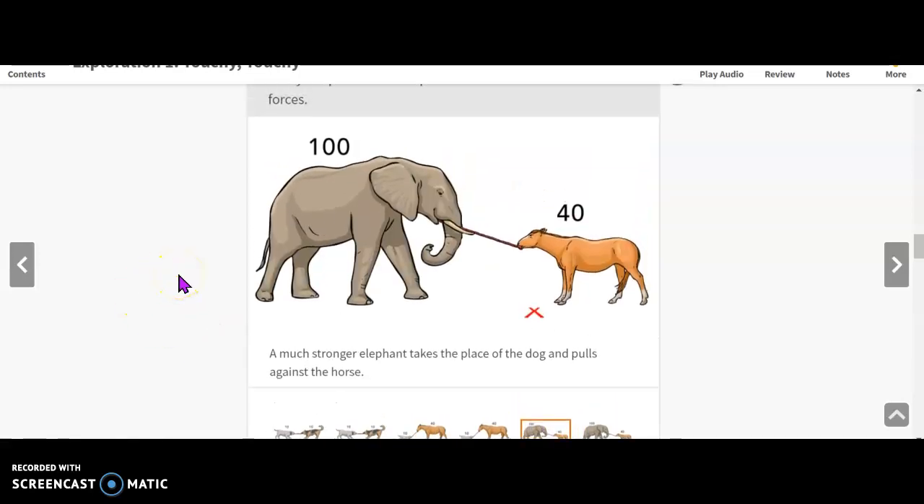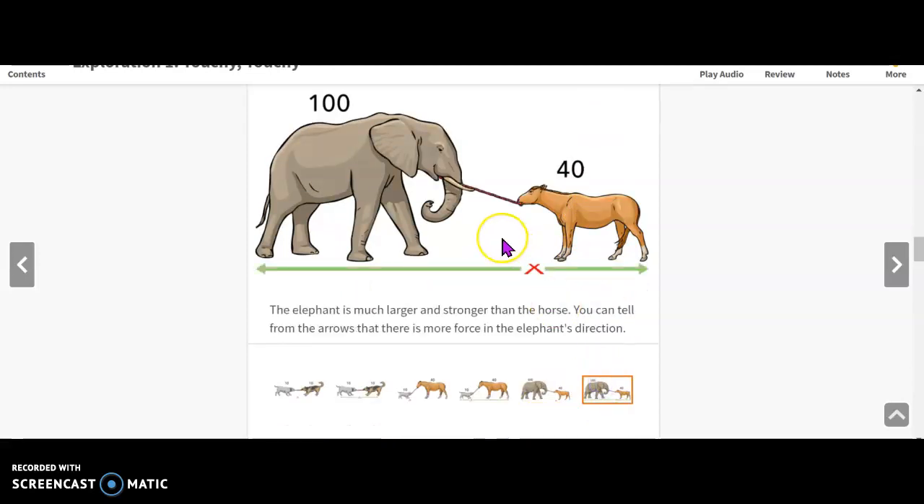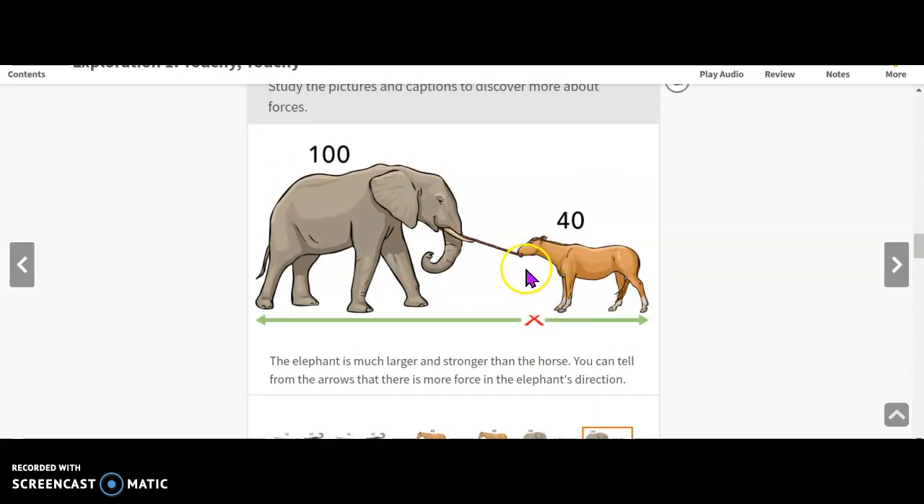How about this one? A much stronger elephant takes the place of the dog and pulls against the horse. So the horse is still using a force of 40. The elephant's using a force of 100. Are these forces balanced or unbalanced? They're unbalanced because they're different. The elephant is pulling with a stronger force than the horse, so the elephant is going to cause the motion, and the rope is going to move towards the elephant. The horse is probably going to go with it.